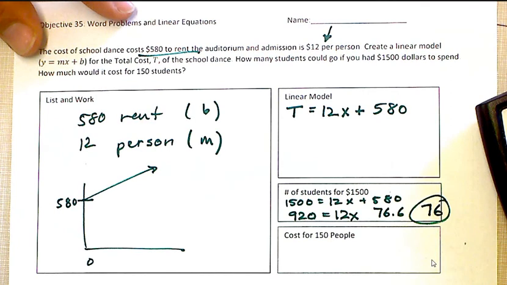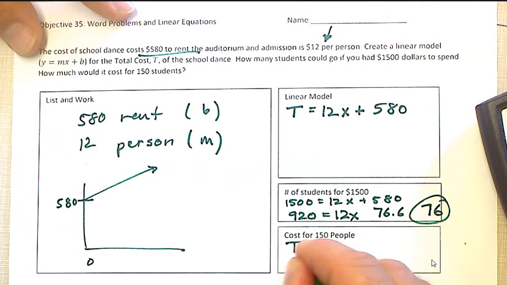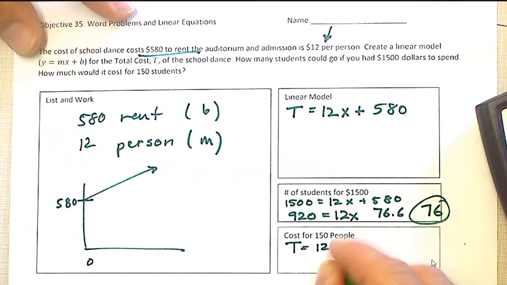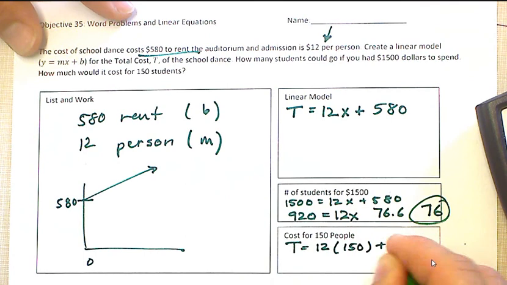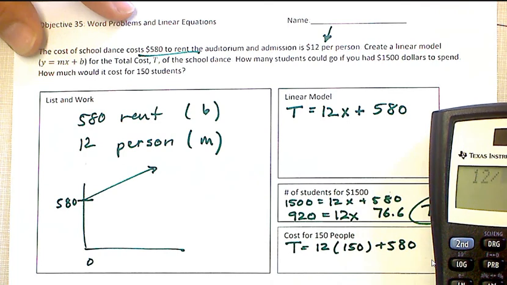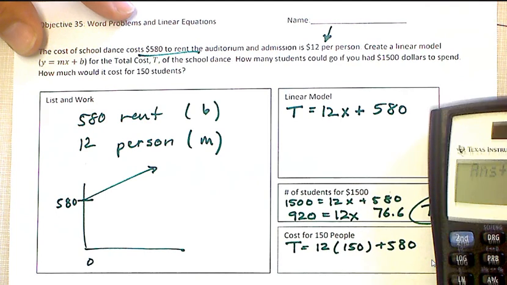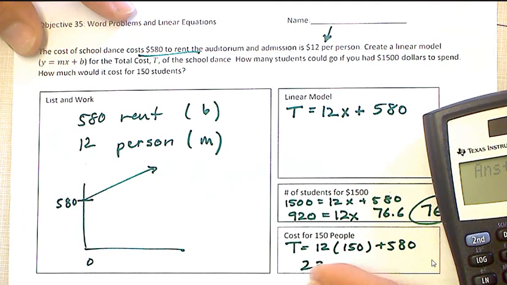Again, cost for amount of people, these tend to be the easier questions because you're just plugging in how many people you have and adding the amount of rent towards that. So you have 12 times the 150 plus the 580. And the cost for 150 people would be $2,380.